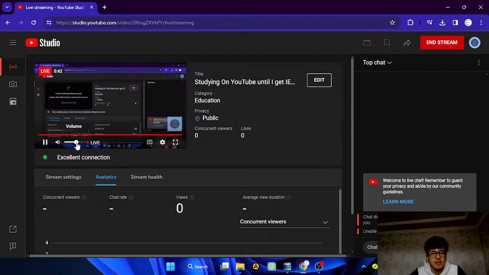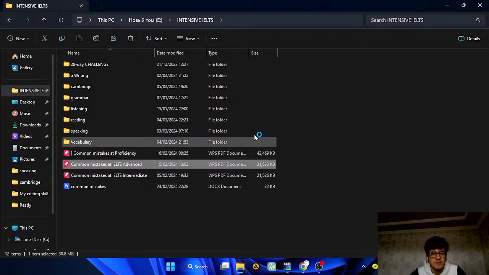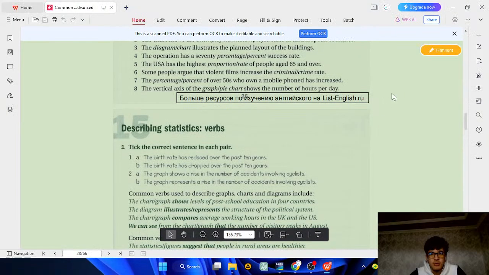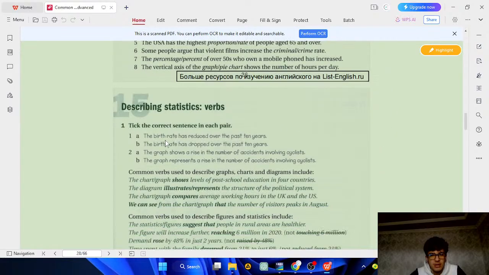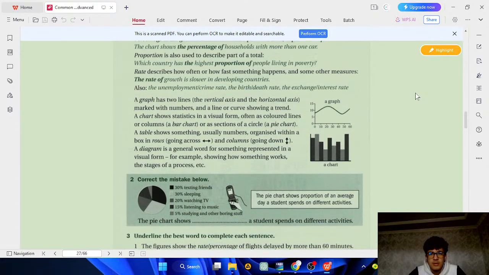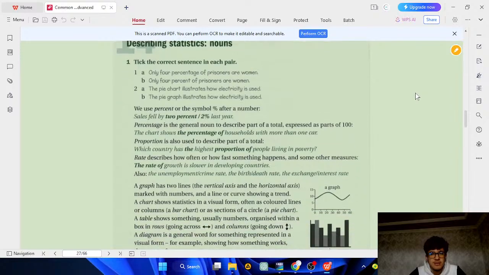So the second day is here. We're gonna start with common mistakes at IELTS Advanced. I guess I'm on unit 15. Let me just review these past questions, describing statistics. Nouns.